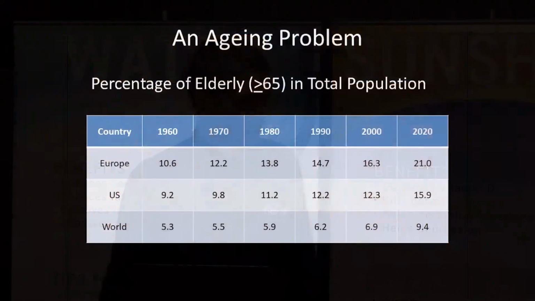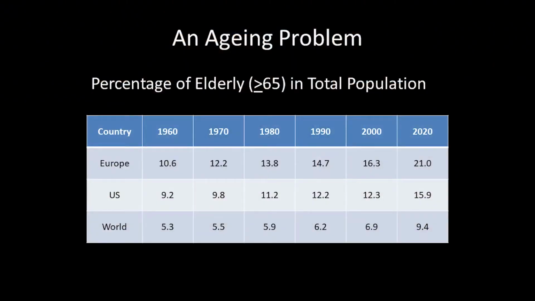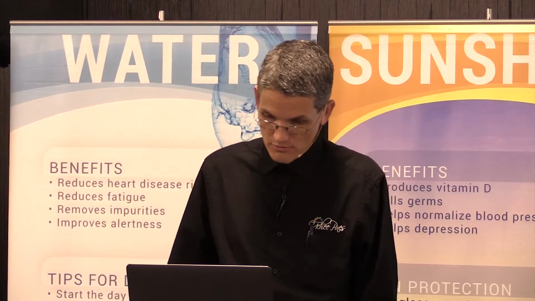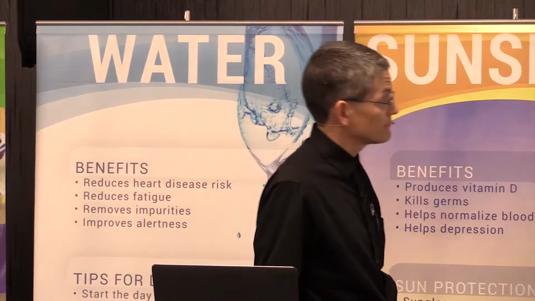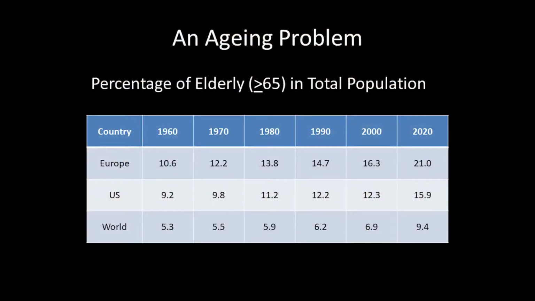And it's a problem of aging, at least to one degree. The percentage of elderly, meaning those that are 65 years of age or more, sorry if you fit that category and you're offended by that, it's not my definition. The percentage of elderly in the population is increasing over time, right? So in the 1960s, it was only 9.2% of the US population that was 65 years of age or older. But now in 2020, they're projecting that it'll be almost 16%. In Europe, you're going from 10.6% up to 21%.